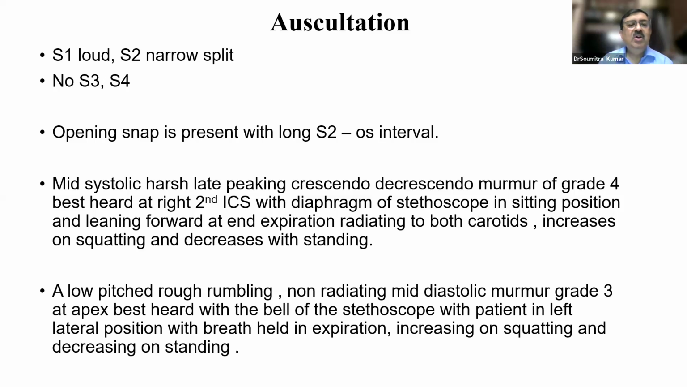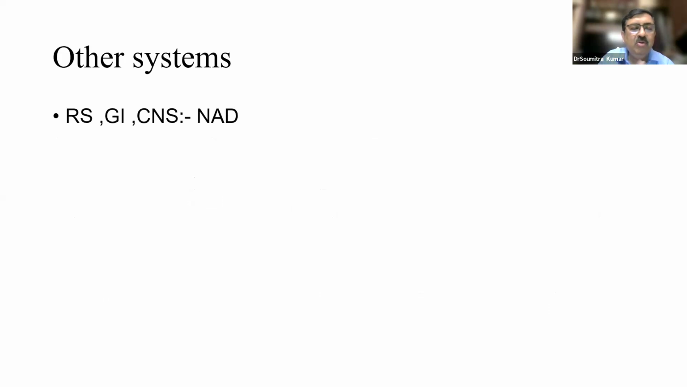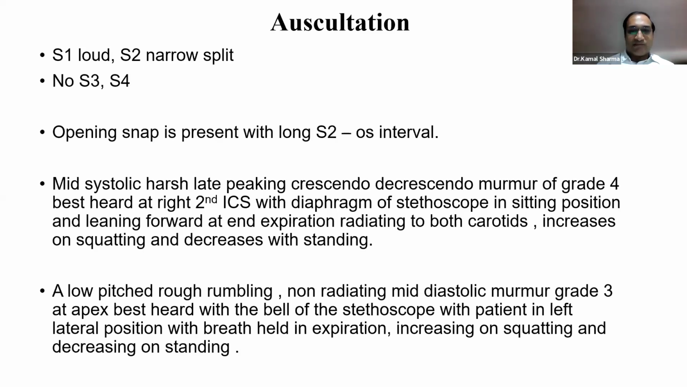Anyway, since we are running out of time, no S3, no S4. Come to the murmurs. This is the most important part of your presentation. The murmurs now. No S3, S4. All your findings are in favor of AS so far, but no S4. Any explanation? Sir, it signifies that there is an obstruction at the level of the mitral valve, sir.